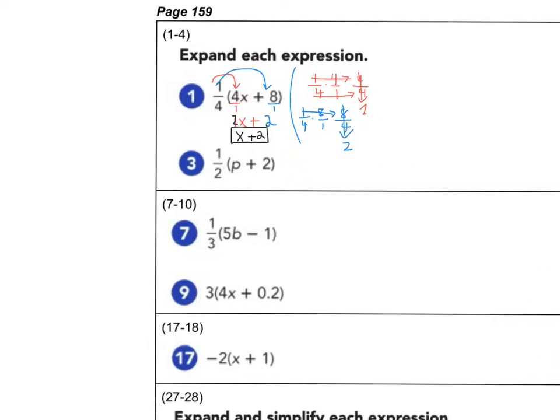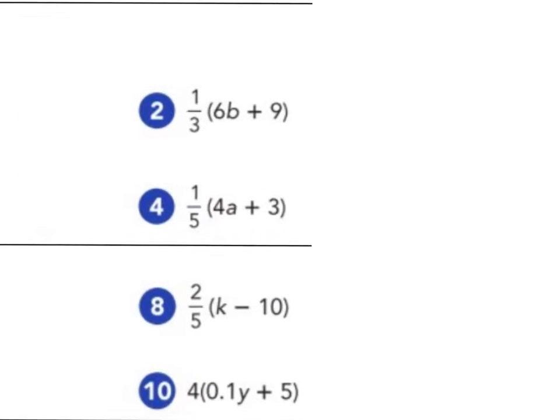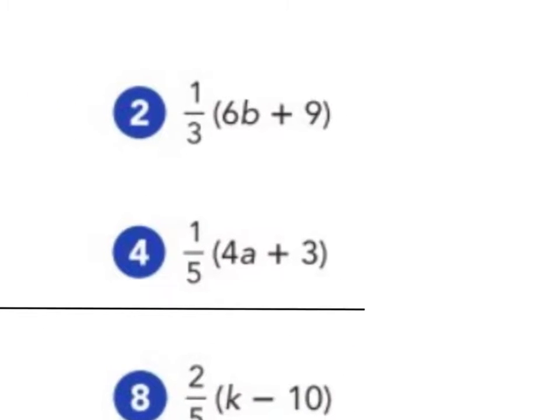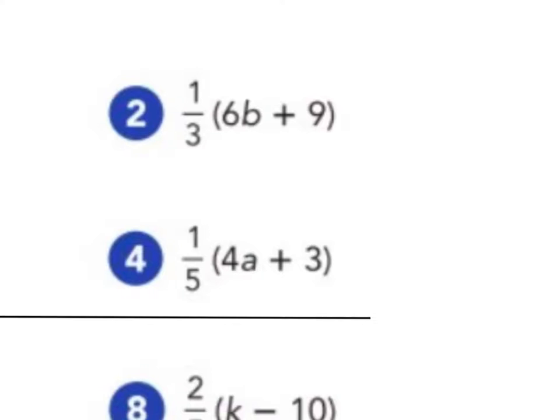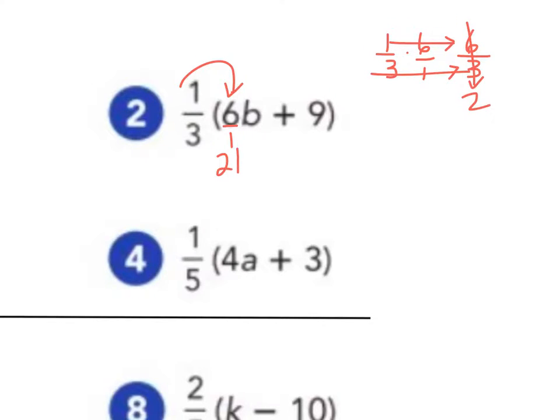Okay, let's look at number 2. 1/3 times 6. It looks like 66, but it's 6b. So 1/3 times 6 over 1. That's going to be 6 over 3. 6 divided by 3 is 2. 2b.